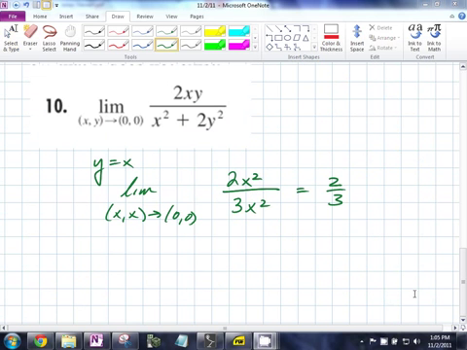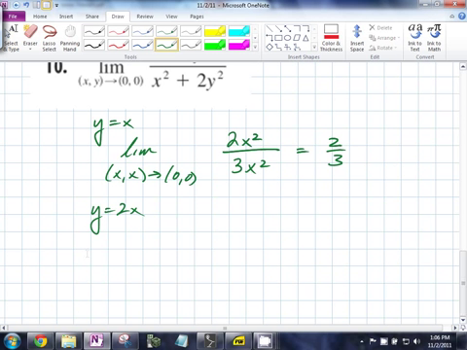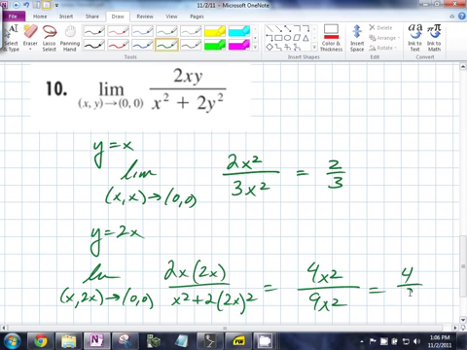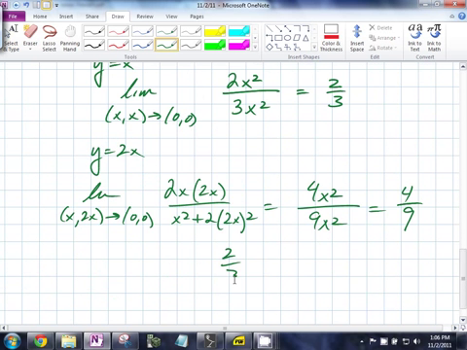Let's just verify this real quick. Y equals what? Y equals 2x. So that's going to be the limit as x goes to 0. It's going to be 2x times 2x all over x squared plus 2 times 2x squared. So that's going to be 4x squared over 9x squared. So that's 4/9ths, right? 2/3 does not equal 4/9ths, so the limit does not exist.